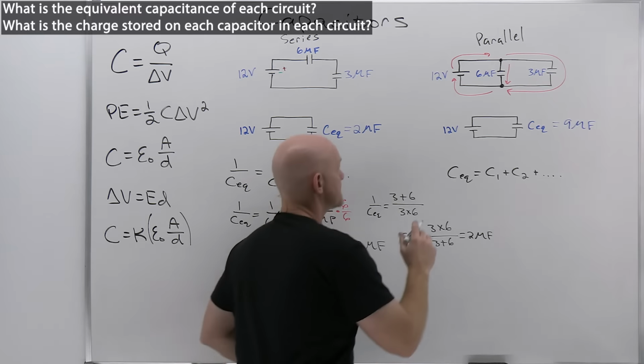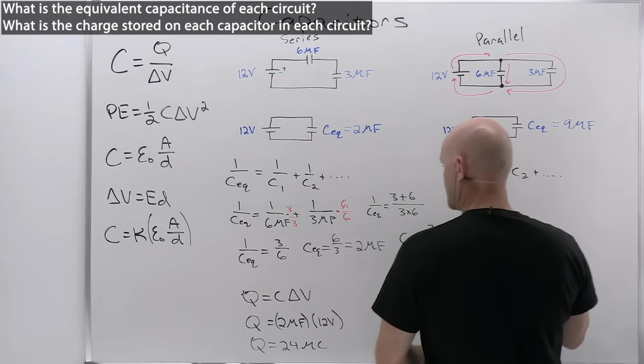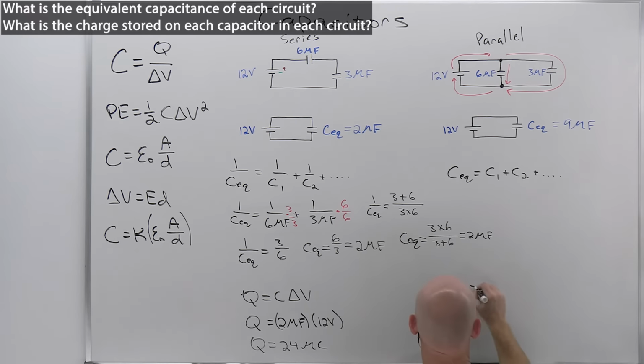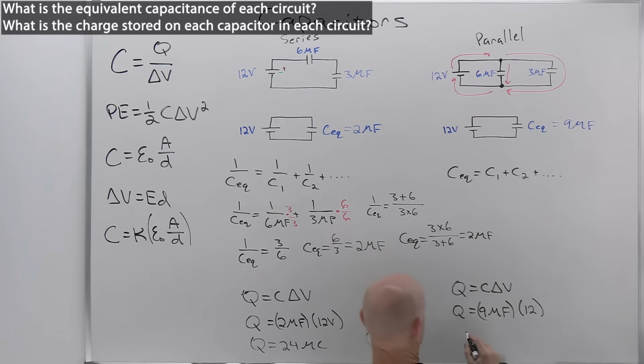Same thing over here. In this case, we're going to have Q equals C delta V, which was 9 microfarads times delta V of 12 volts. And 9 times 12 is going to get us 108 microcoulombs.